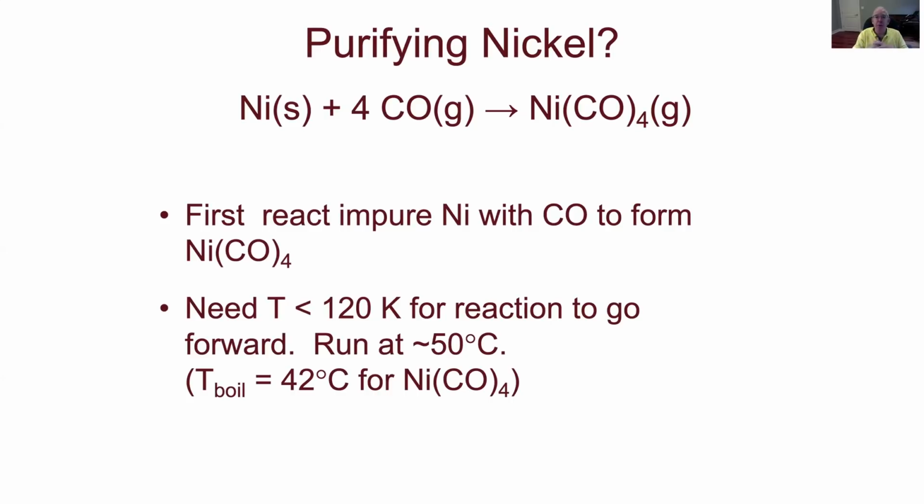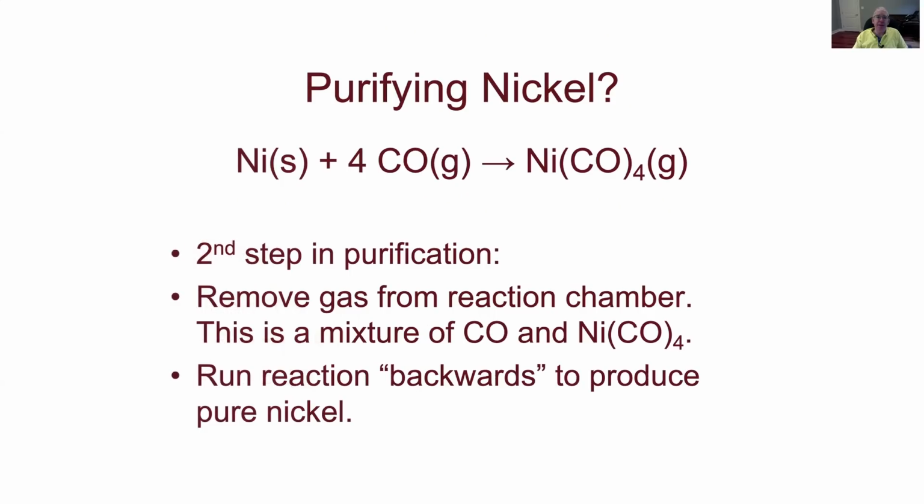I want this reaction to go spontaneously forward, so I just have to keep the temperature below about 120 degrees, 120 Kelvin rather. Wait, temperature below 120 Kelvin, that's not right. 120 degrees C, sorry. Below about 120 degrees C for the reaction to go forward. Typically, that's done at about 50 degrees C, okay? It has to be above 42 because that's the boiling point for the product, and we want to make sure the product is a gas because that's what's making this step work, right? Is getting the nickel up into the gas phase.